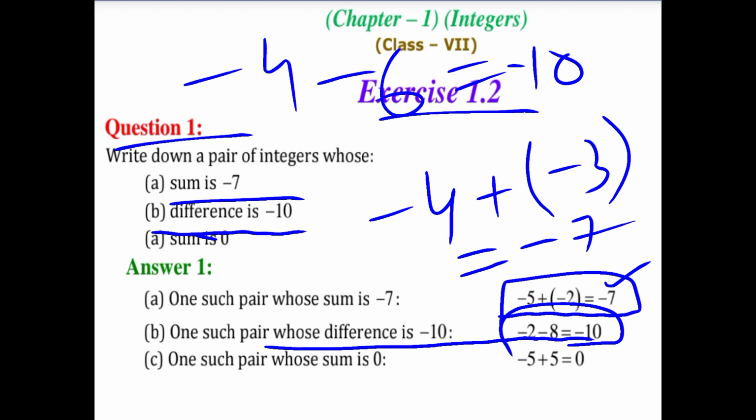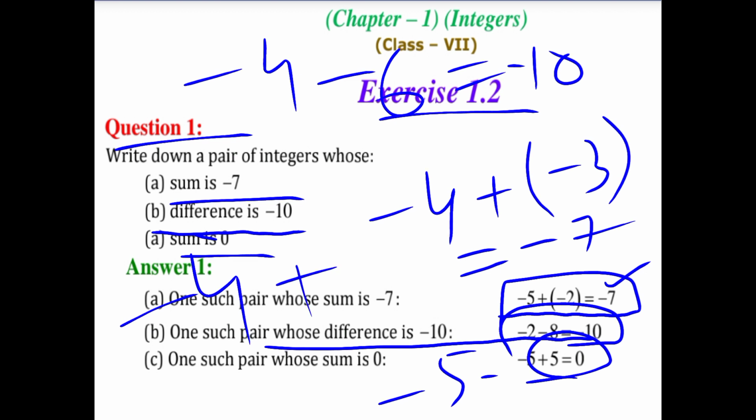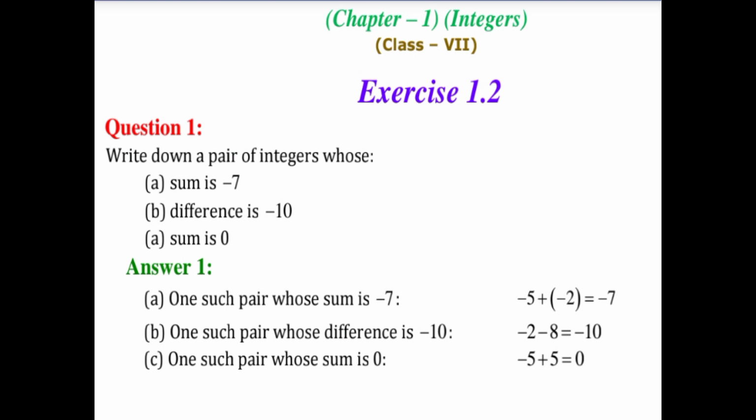Then we have to find a pair of integers whose sum is 0. -5 plus 5 is given here. Similarly, you can see -4 plus 4 is also equal to 0. So there are many possibilities wherein you have to find a pair of integers whose sum or difference is some given integer. Now let's move to question number 2 of the same exercise.